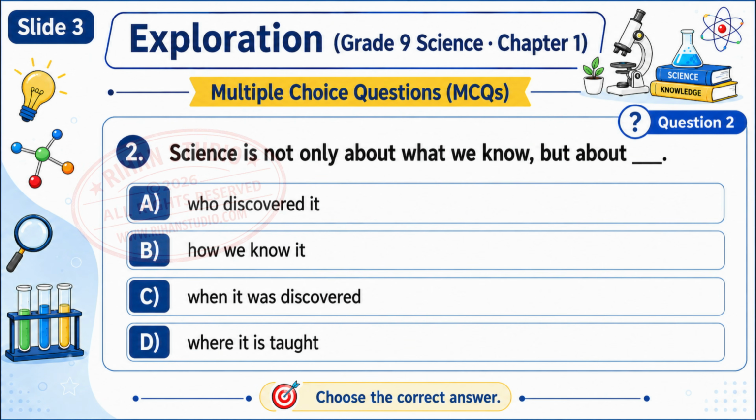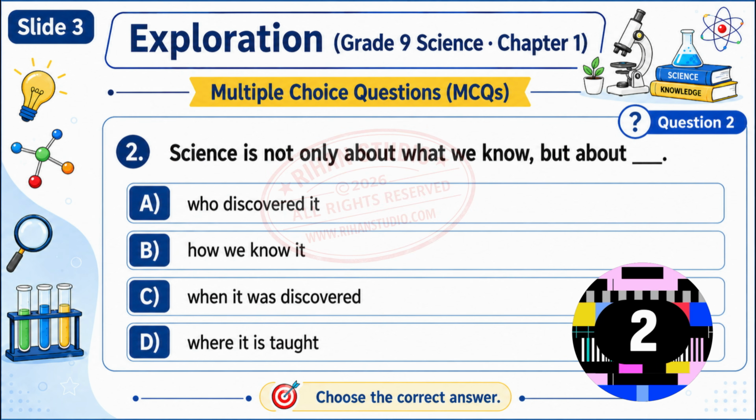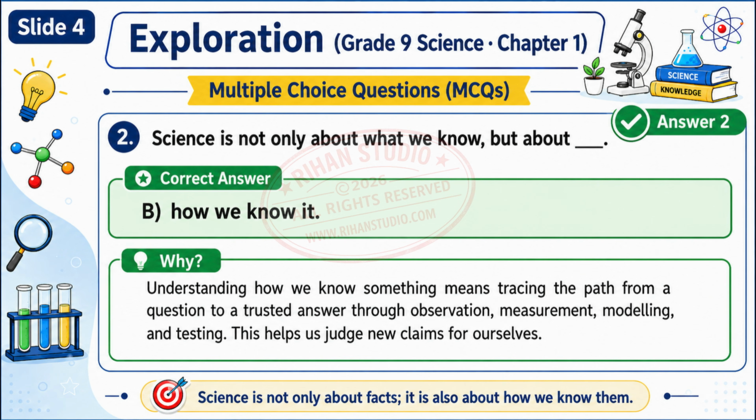2. Science is not only about what we know, but about blank. A. Who discovered it? B. How we know it? C. When it was discovered? D. Where it is taught? Answer. B. How we know it. Understanding how we know lets us judge new claims for ourselves.